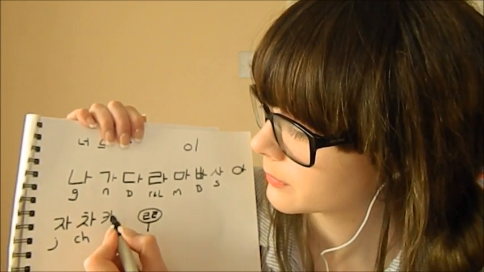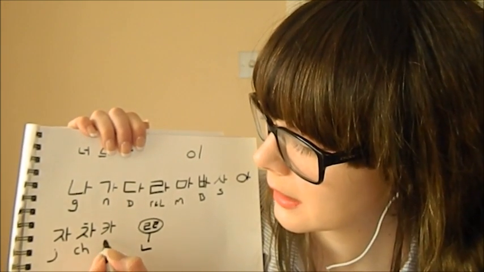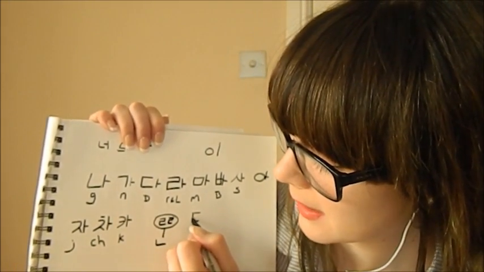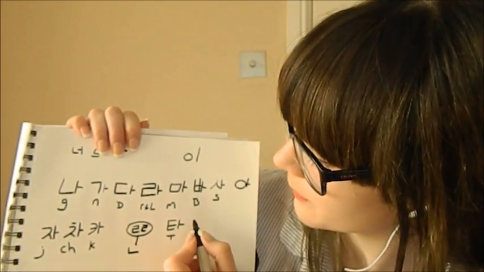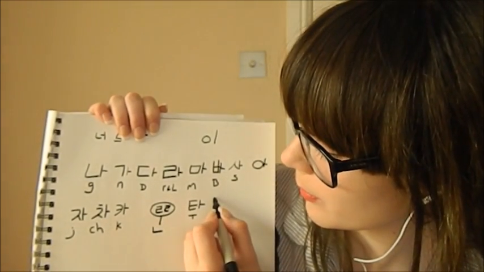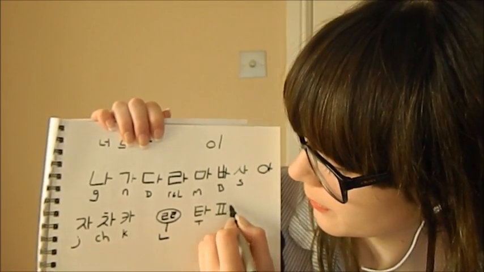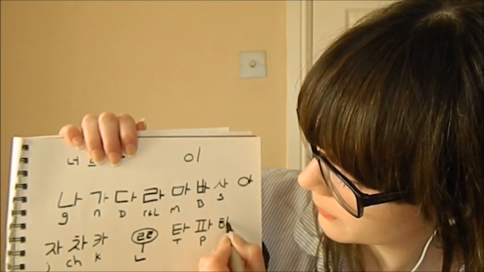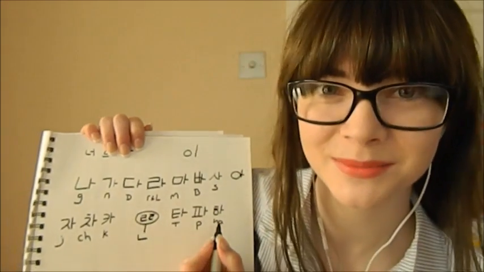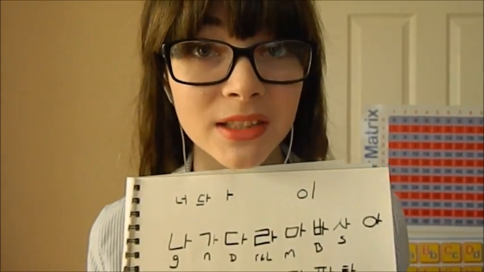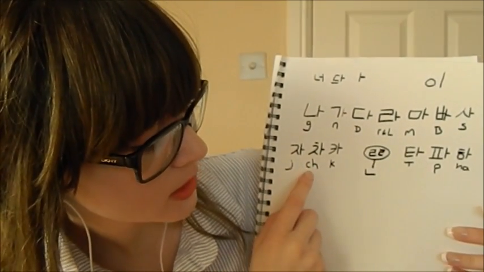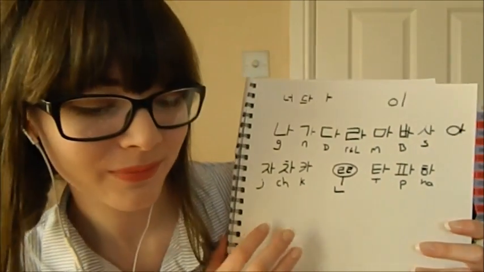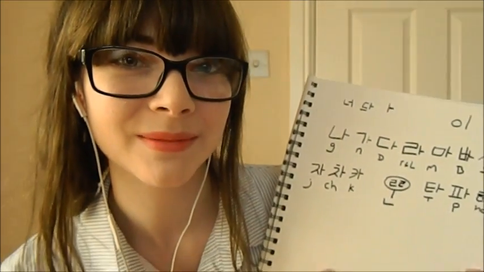Ka, ta, pa. So the bottom line is very easy to remember. Ka, ta, pa, ha. How is that? It's okay? Good.